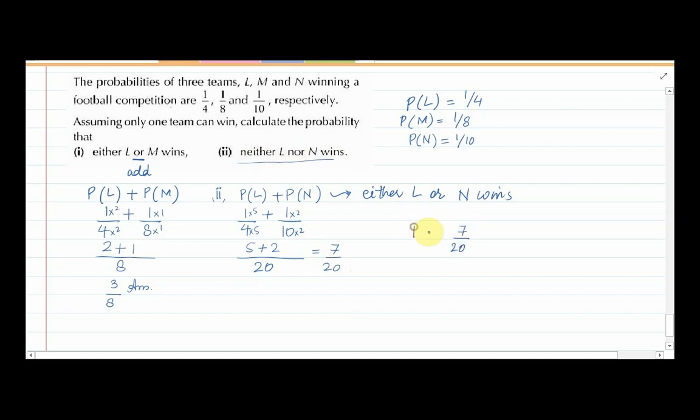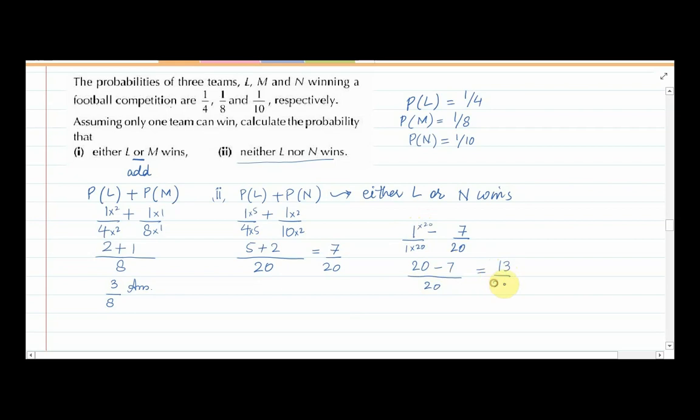Right? So after taking the LCM, it is 20. In the denominator, if nothing is present, that means it's 1. So 1 times 20 and 1 times 20. So it's 20 minus 7, that is equal to 13 divided by 20.